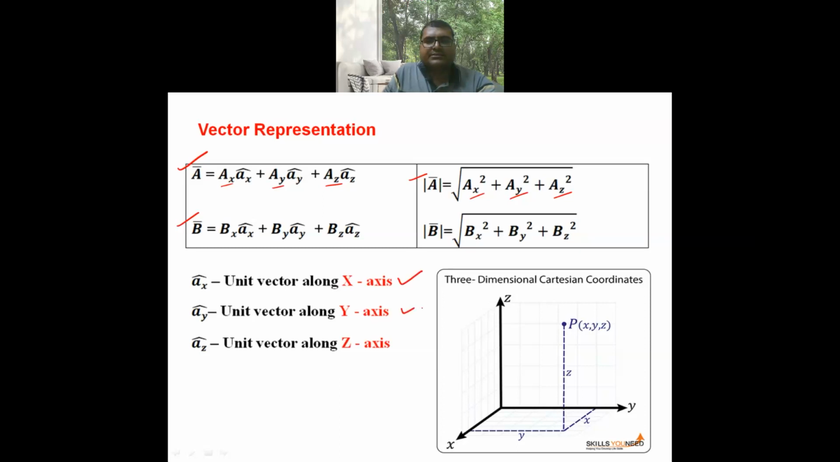Just now we discussed ax, ay, and az are the unit vectors along the x, y, and z axes respectively. A point in the Cartesian coordinate system is represented by P of x, y, z. Here, x is the distance along the x-axis, y is the distance along the y-axis, z is the distance along the z-axis.